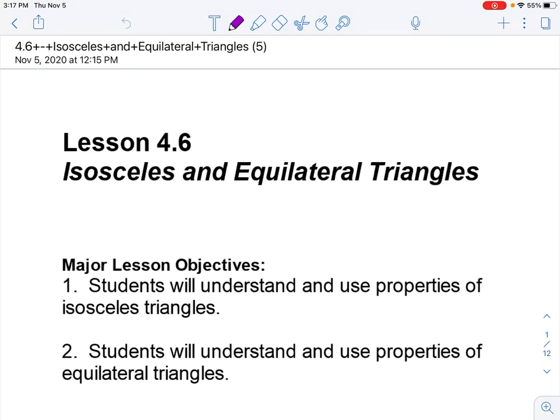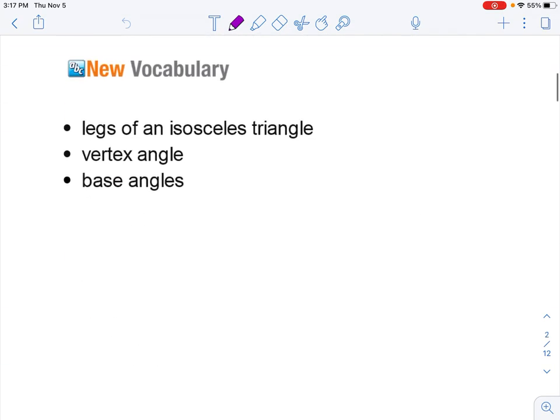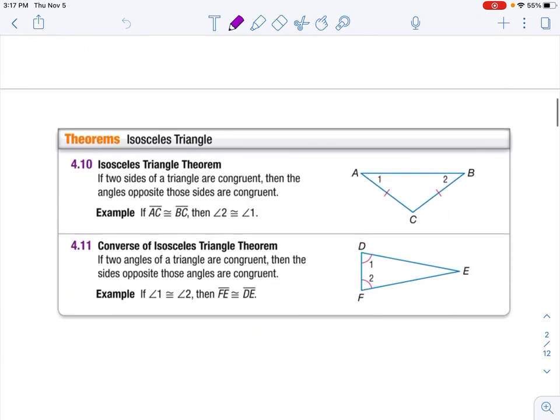Hi, today we are covering 4.6 isosceles and equilateral triangles. By the end of today, you will be able to use properties and understand isosceles triangles as well as equilateral triangles. Our new vocab is legs of an isosceles triangle, as well as vertex angle and base angles. We have two new theorems, the isosceles triangle theorem and the converse of the isosceles triangle theorem.